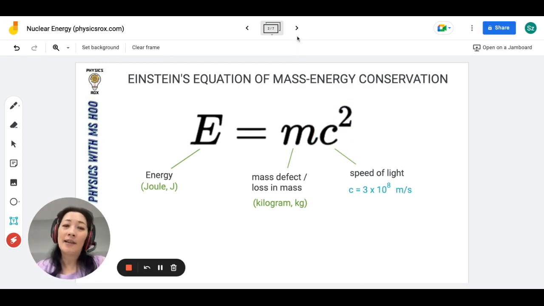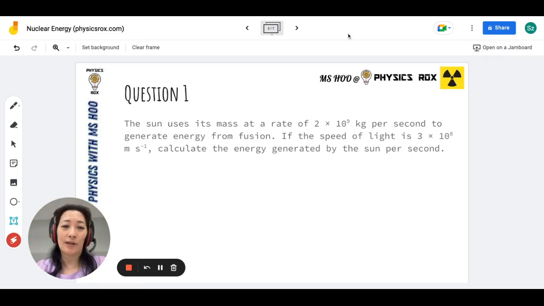Now, let's take a look at a few questions and how to solve them using this formula. So let's take a look at this question. Question 1. The sun uses its mass at a rate of 2 times 10 to the power of 9 kilograms per second to generate energy from fusion. If the speed of light is 3 times 10 to the power of 8 meters per second, calculate the energy generated by the sun per second.